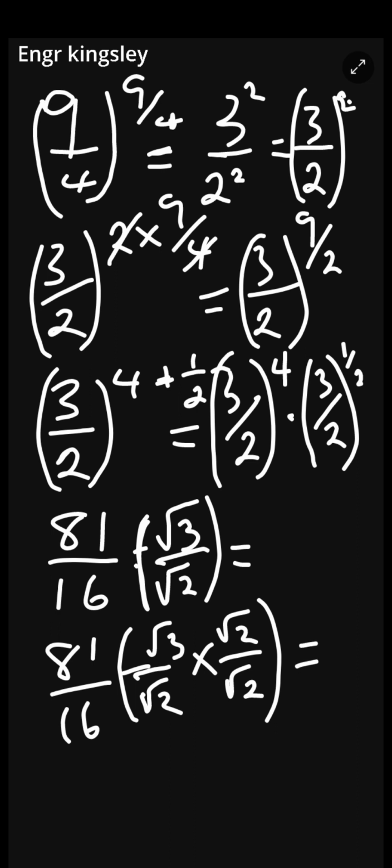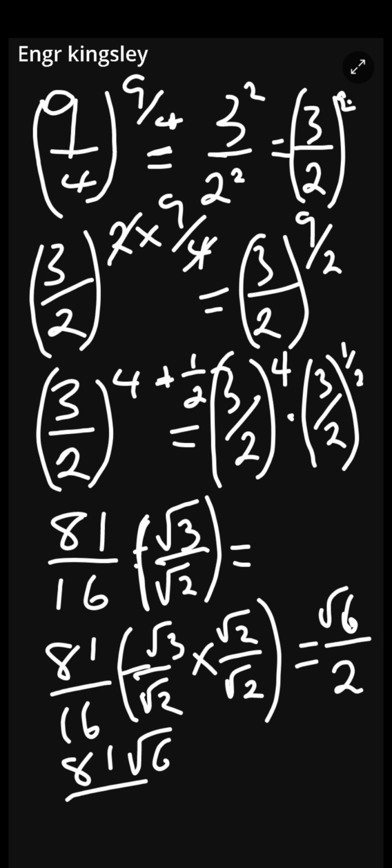Root 3 times root 2 is root 6, and root 2 times root 2 is 2. If you just want to use roots, you can just do root 2 times root 2 is root 4. Root 4 is 2. You get the same thing. So the final answer will now be 81 root 6 all over 16 multiplied by 2, which will finally give me 81 root 6 all over 32.